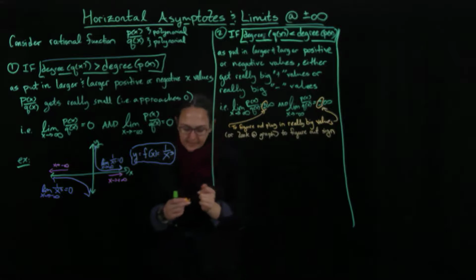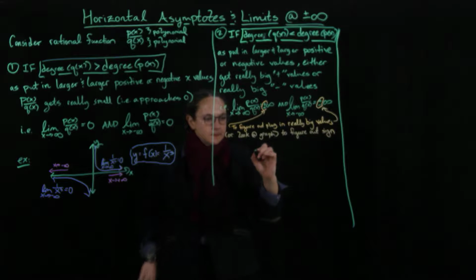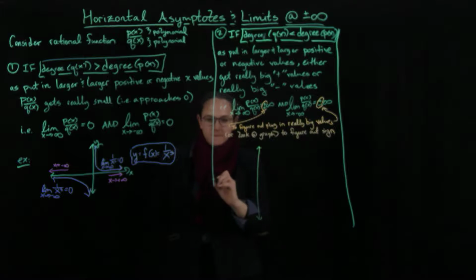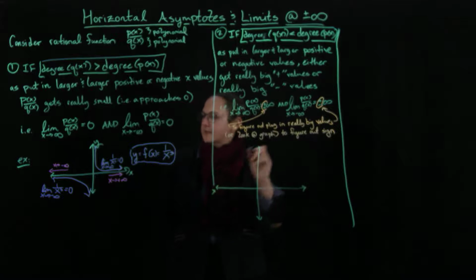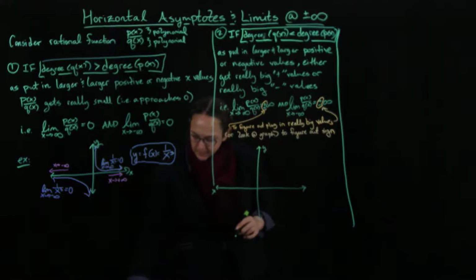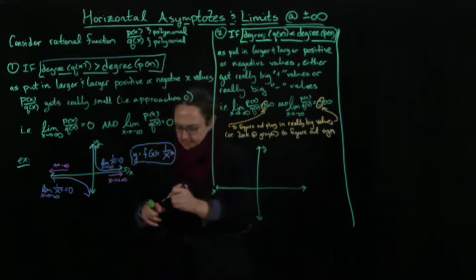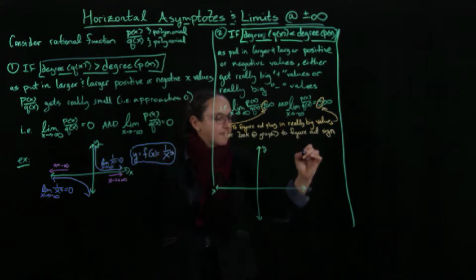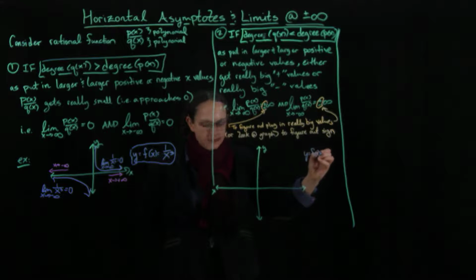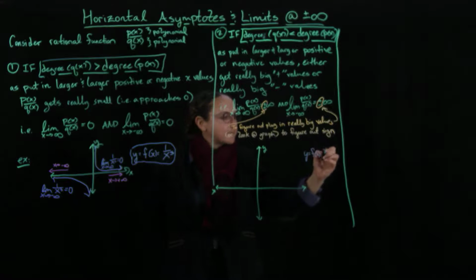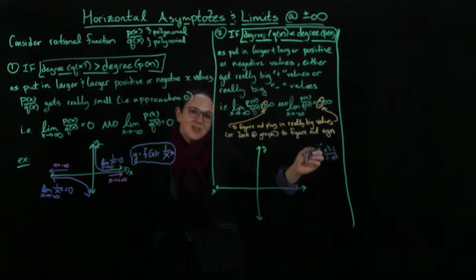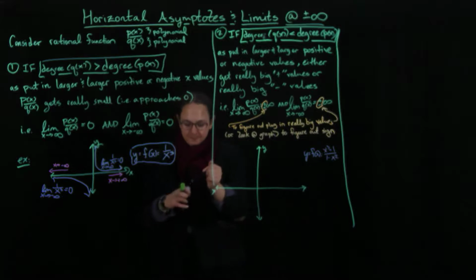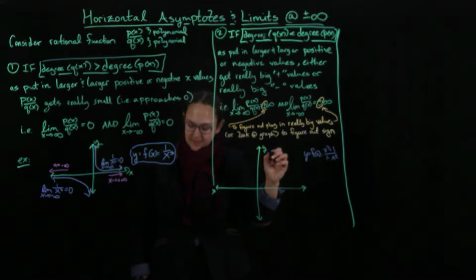Okay, so let's look at an example. It helps to see an example. So I have my x-axis, I have my y-axis, and the function that I want to look at is y equals f of x, which is going to equal x cubed plus 1 over 1 minus x squared. So now we have that the top has a larger degree, because it's 3, than the bottom, whose degree is 2. Okay, and the graph of this function is going to look something like this.